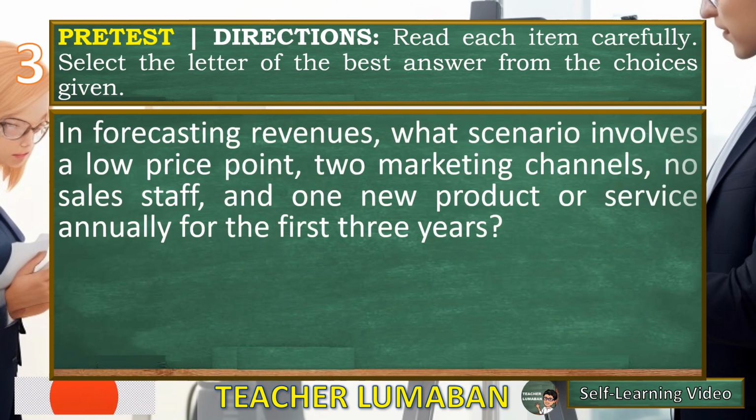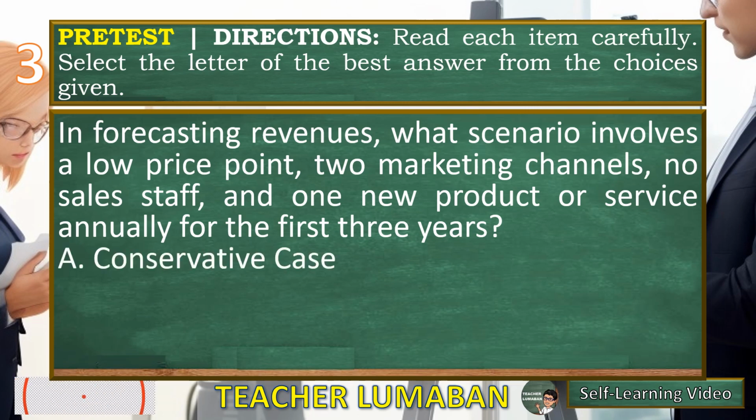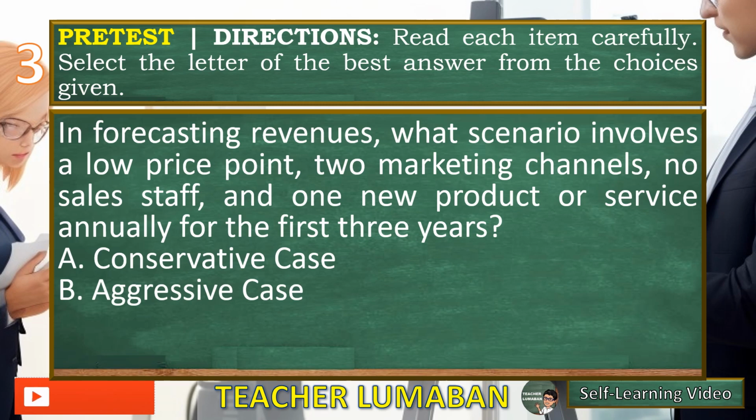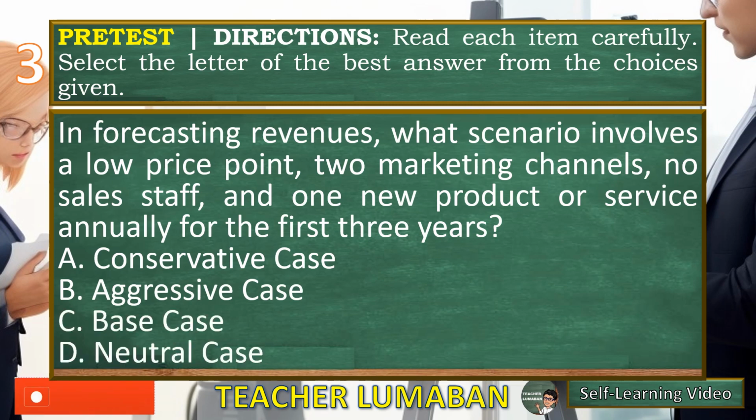In forecasting revenues, what scenario involves a low price point, 2 marketing channels, no sales staff, and 1 new product or service annually for the first 3 years? A. Conservative case. B. Aggressive case. C. Base case. D. Neutral case.